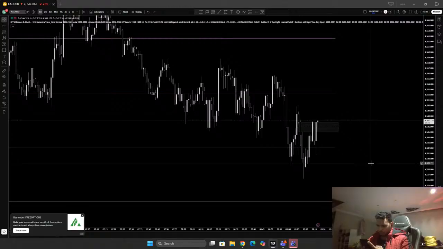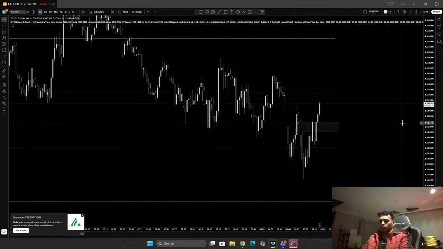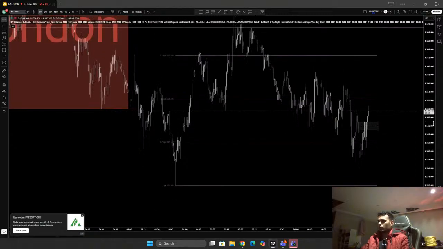So one stop should be here, $93. Tight risk, and okay. And one stop loss should be literally below, $200 risk below. So we literally put $200 risk, and this is a quarters, right?